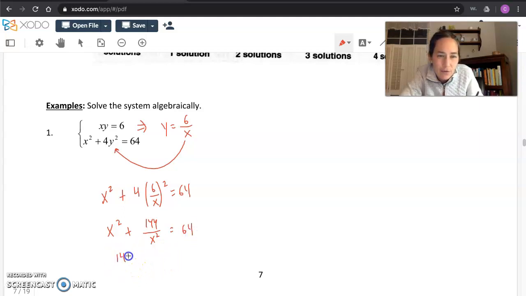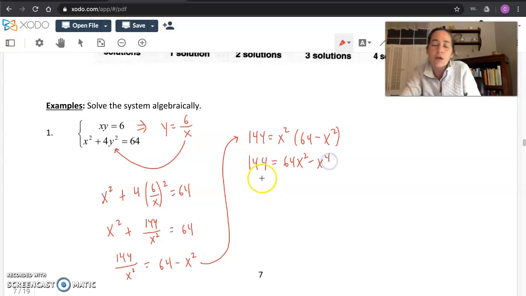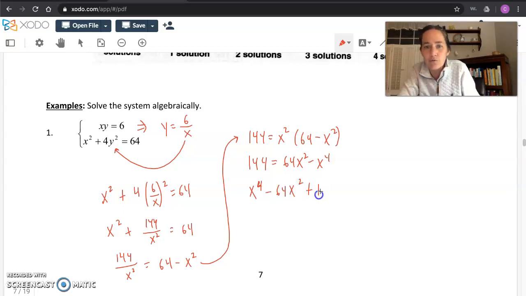And I'd like to isolate the fraction. So I'll get that by itself, and I get 64 minus x squared. Okay. I'm going to get rid of the denominator by multiplying the x squared over to get 144 equals x squared times 64 minus x squared. And then we'll get rid of those parentheses: 64x squared minus x to the 4th. Looks like a 4th degree equation. It would be nice to have everything on one side of the equal sign, and I'd love for that leading coefficient to be positive. So I'll just subtract things over. I'll make this x to the 4th minus 64x squared plus 144.